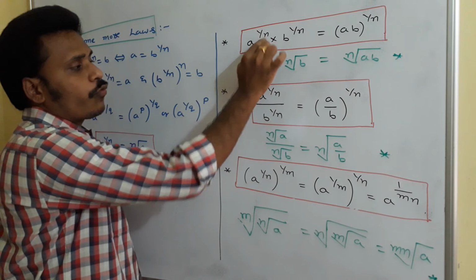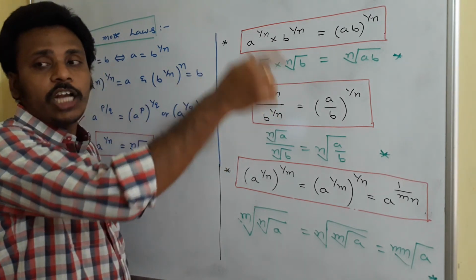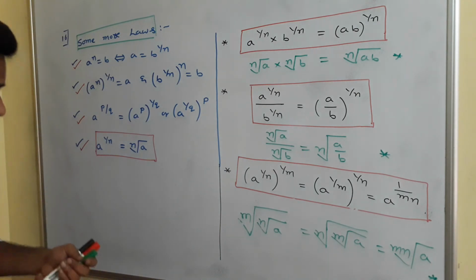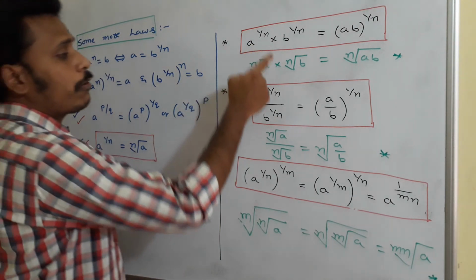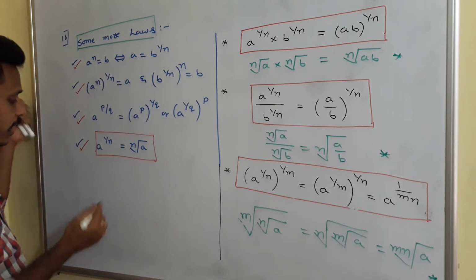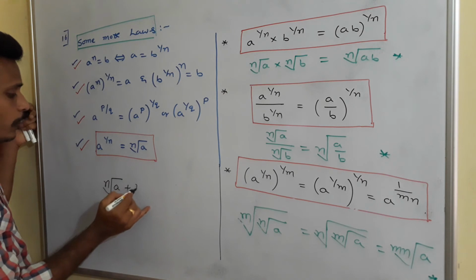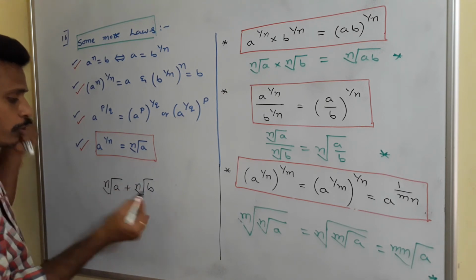Just this way of picking the same power and writing it out is not acceptable for sum and difference. This is acceptable for multiplication and division. What I mean is, some people may get confused. Nth root of a plus nth root of b. What do you say about this?